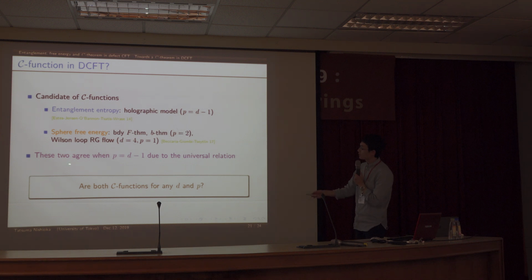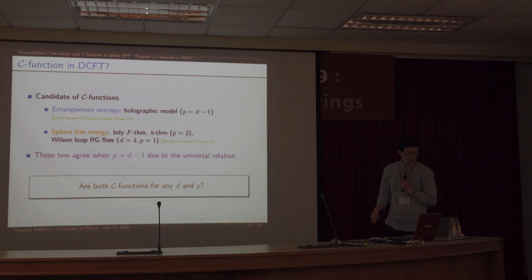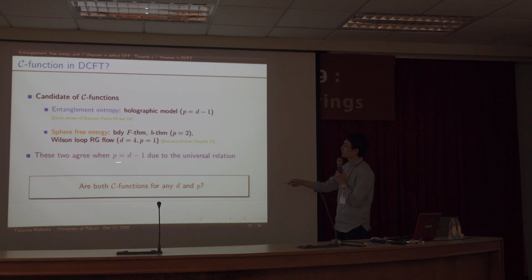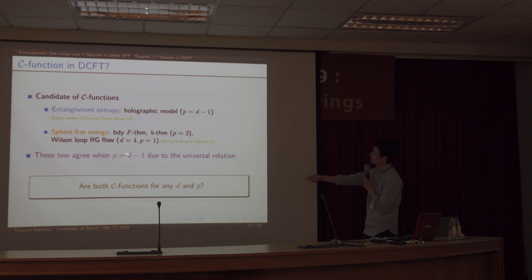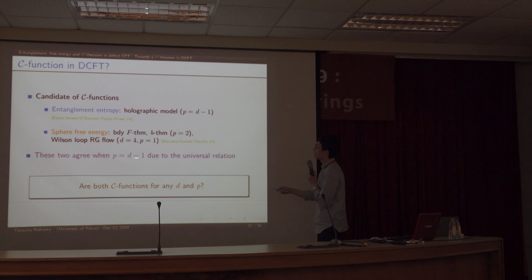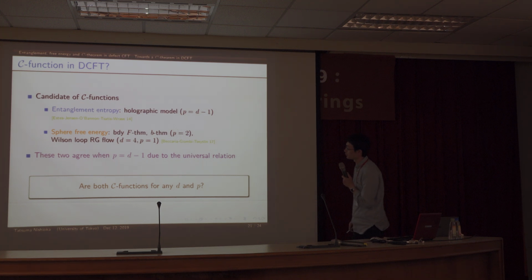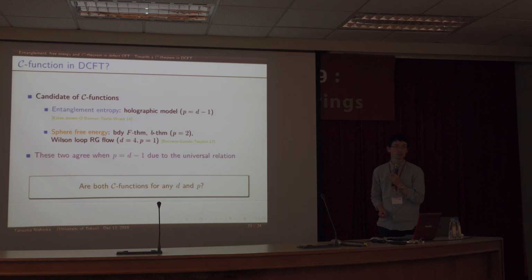And these two actually agree when p is equal to d-1. Namely, if we have a codimension-one defect, then both agree. These two agree due to our results, so you cannot distinguish them. But when the dimension of the defect is general, so p is less than d-1, then these two differ. So the question is, are those C functions for any d and p? They could be C functions, or maybe both of them are not.